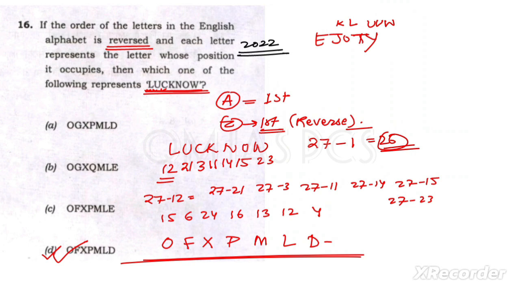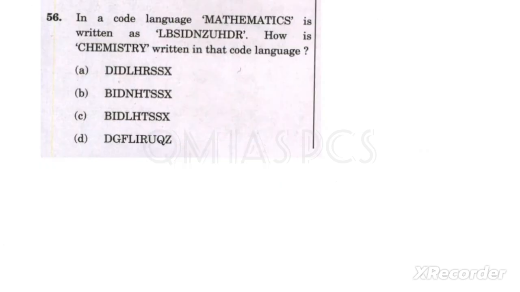So now this question is from UPSC 2021. I think every year 1 or 2 questions they are asking. So just understand how to solve this type of question. It will be easier for you to understand how to proceed with this type of question. It is given in a code language. Mathematics is written as this one. So how is chemistry written in that code language? Okay, understand the question.